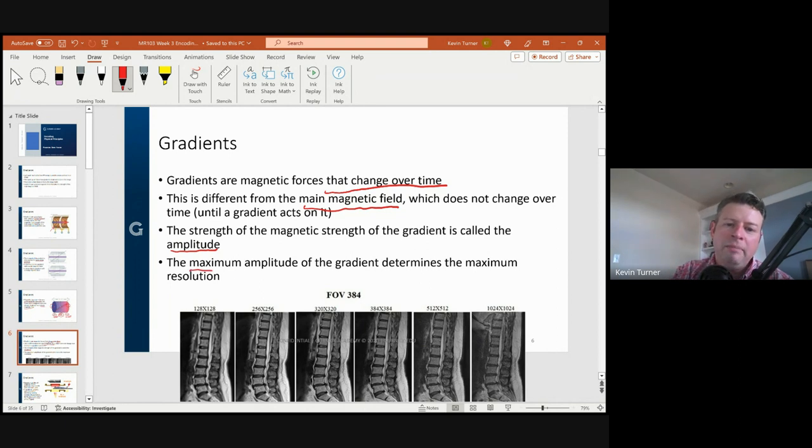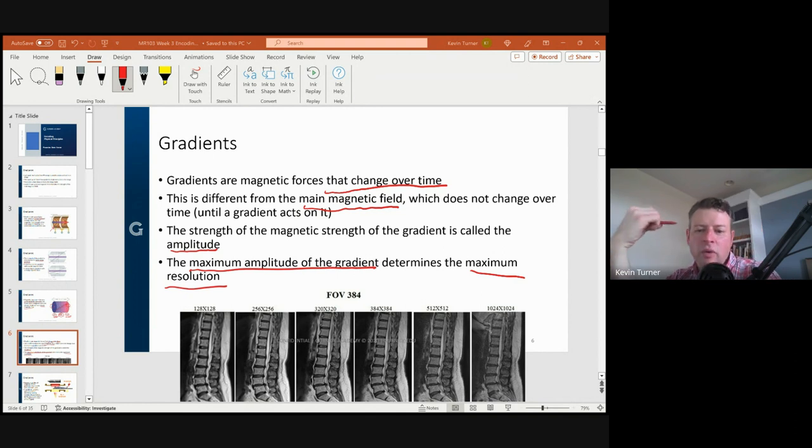The maximum amplitude of the gradient determines the maximum resolution. So the sharpest your image can get is dependent on the strongest your gradient can get. And this is an upgrade option when you buy an MRI machine. You can buy what they call high performance gradients, and those are gradients that turn on stronger than the average gradient.